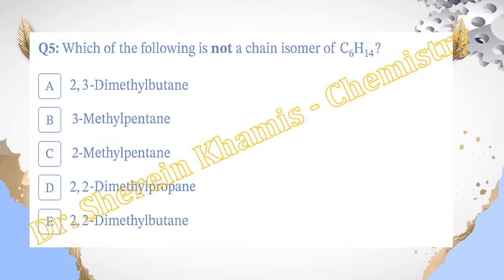C6H14. Not a chain isomer means making a branching for it. We have 2,3-dimethylbutane, 3-methylbutane, 2-methylbutane, 2,2-dimethylpropane, and 2,2-dimethylbutane. If we discuss at first, not a chain means we have less number of carbons in the compound.